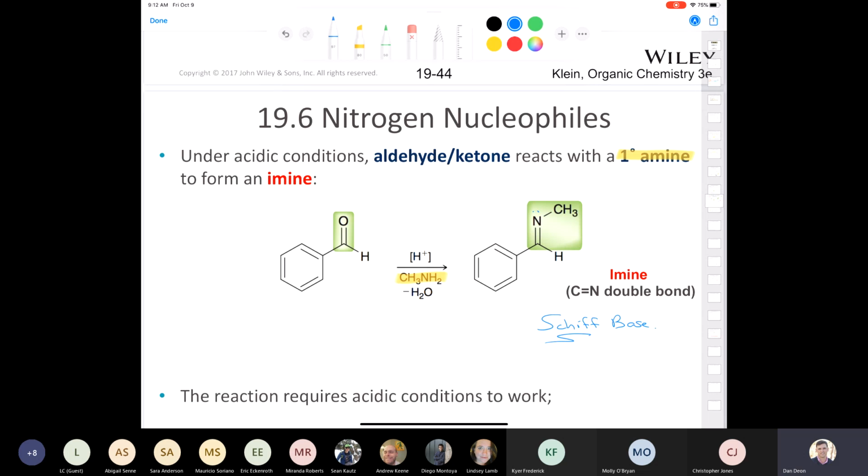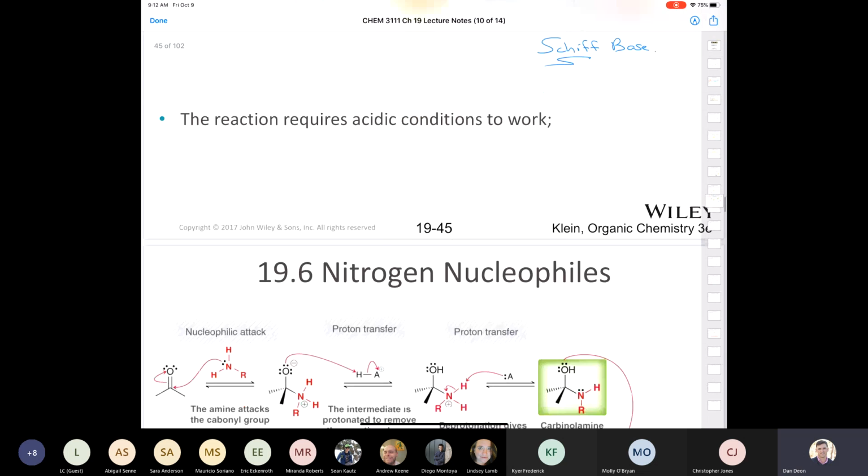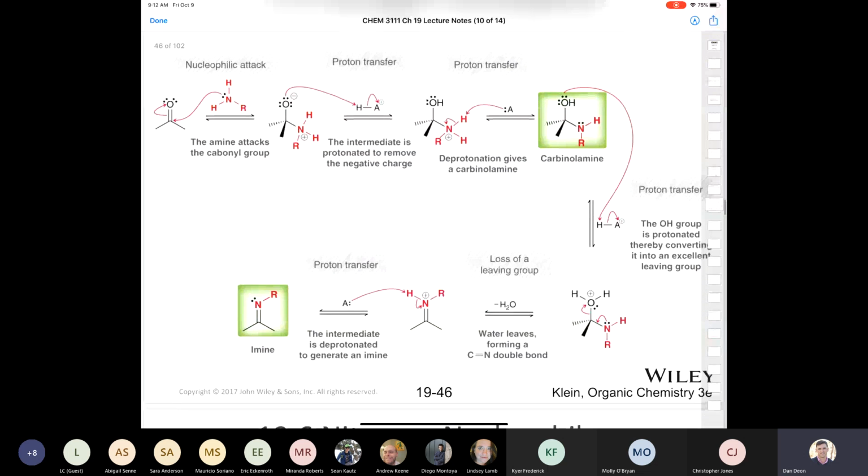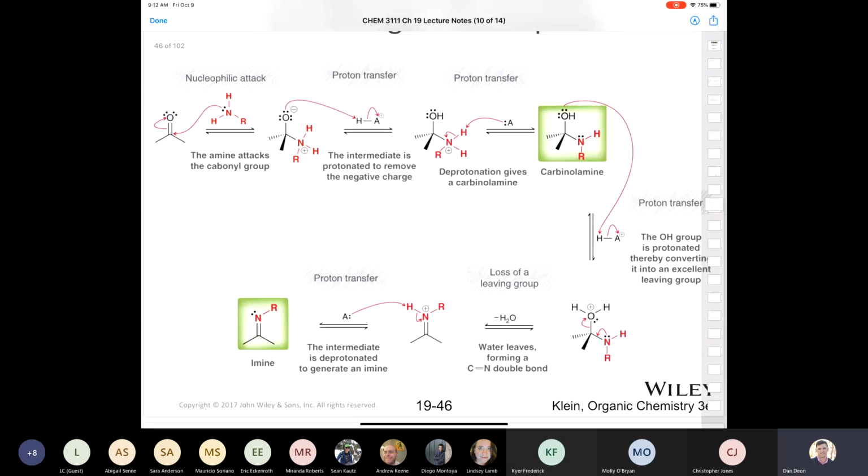Now, you might be wondering about the mechanism of this imine formation, and it's a pretty interesting mechanism. In fact, what's really interesting is the pH at which the reaction is run. But I'll just put this bug in your ear that I would like you to take a look at this mechanism before class on Monday, because it's a very important mechanism. I would like you to try to draw this, be able to draw this mechanism, and be able to recognize what's going on here. Okay?